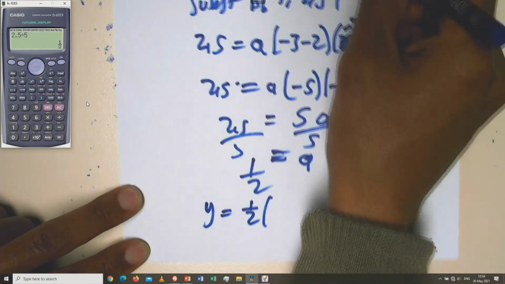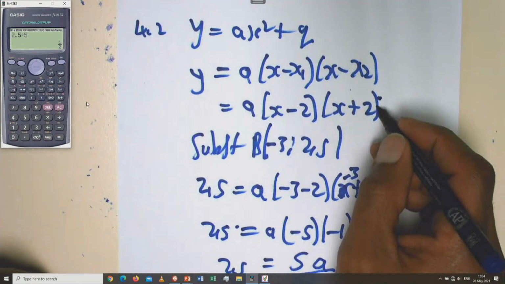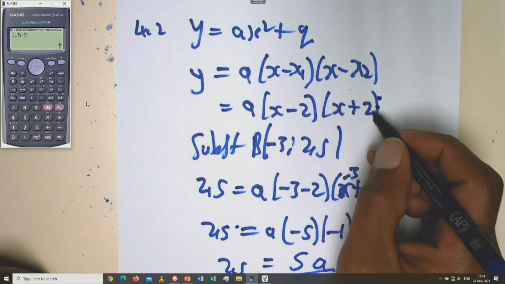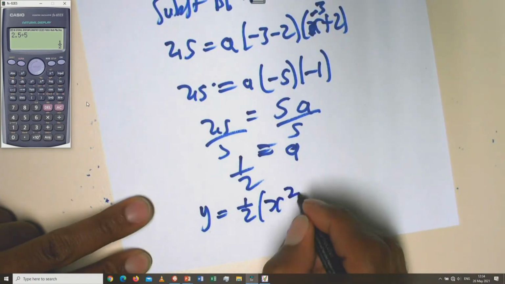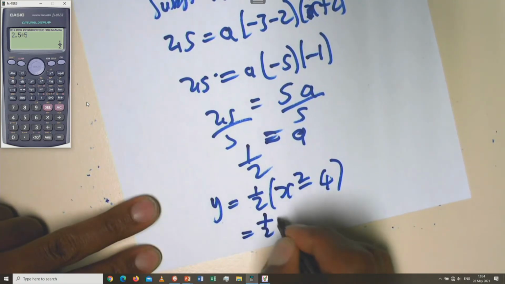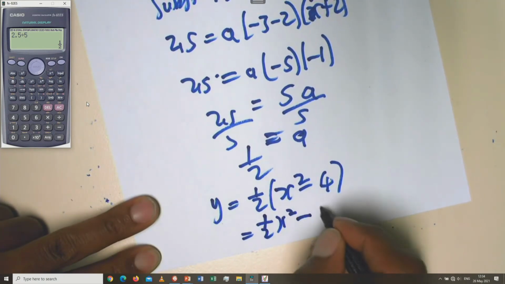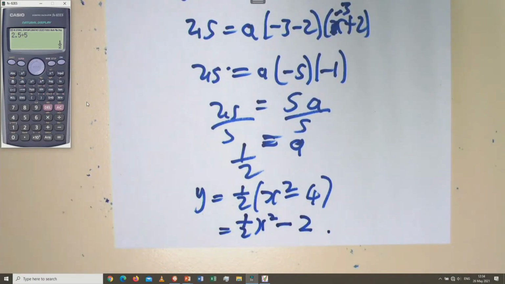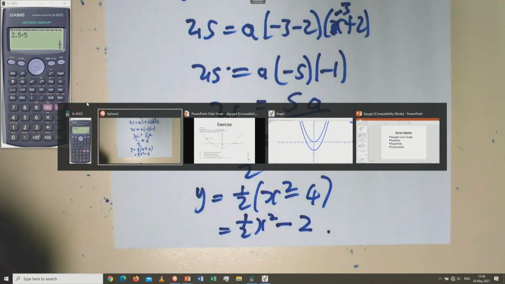You multiply out this bracket here. Now, you still remember the answer. It will be x squared minus 4. Good. Then from there, you times a 1 over 2, x squared, and then minus 2. That is the equation. Please remember the equation.